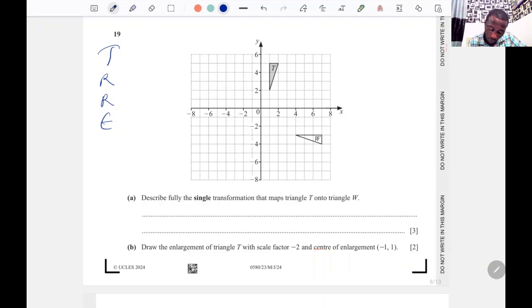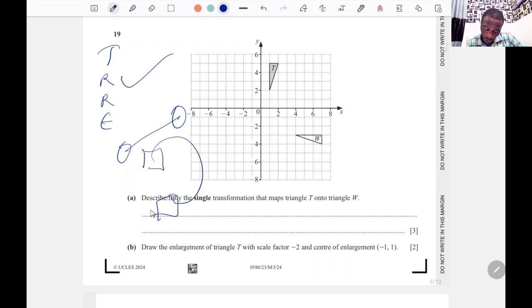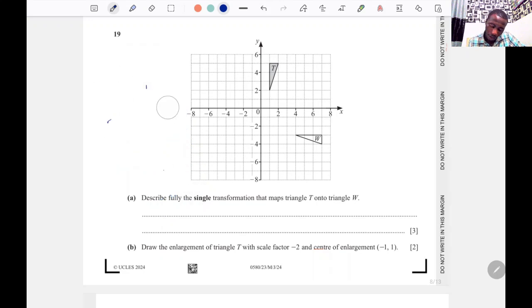Translation is when something moves from one place to the other in a linear fashion. The second one is rotation. Rotation is when something used to be like this, then it rotated to something like this. Then we also have reflection. It's like a mirror. If I have my right hand facing right here, it will be facing left from the mirror side. Then we have enlargement. Enlargement is when something grows bigger. So these are the four. Now let's go back to the question.